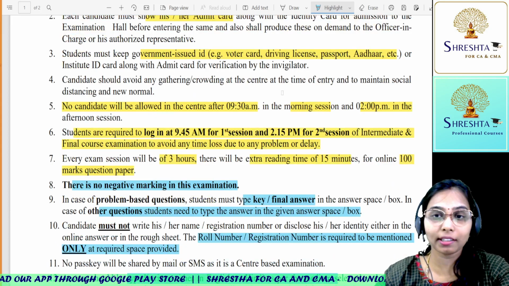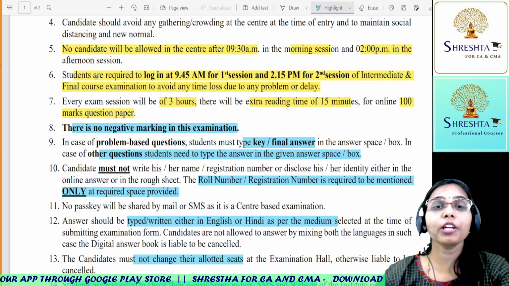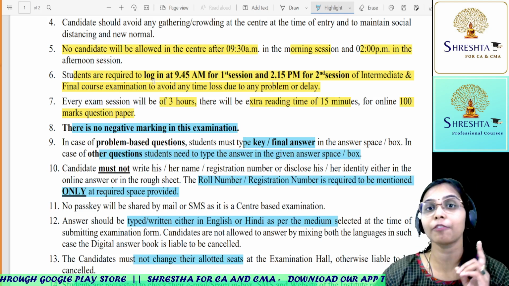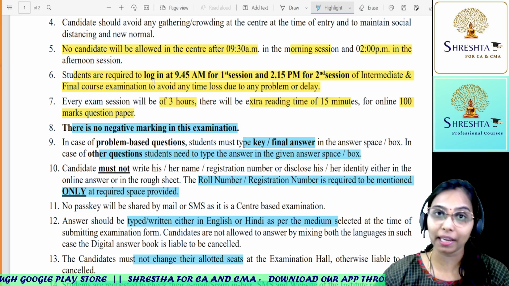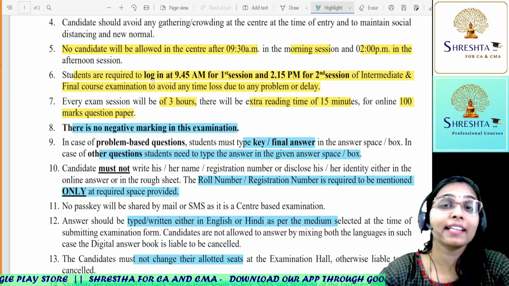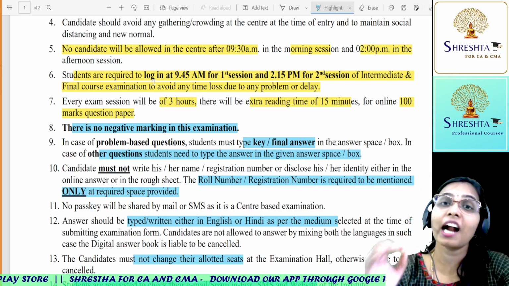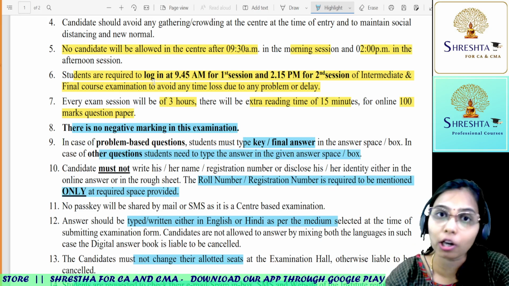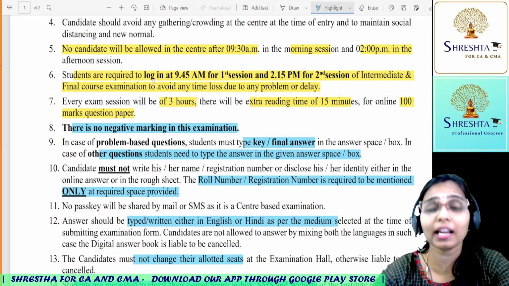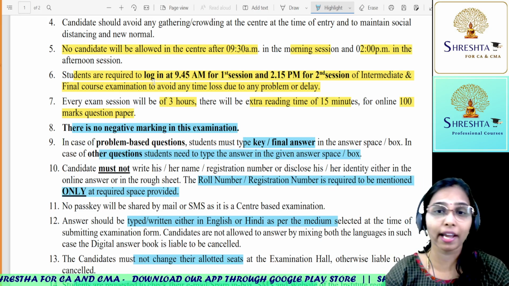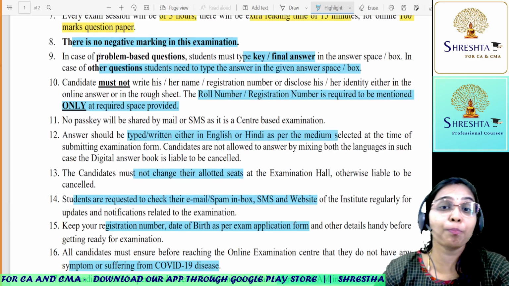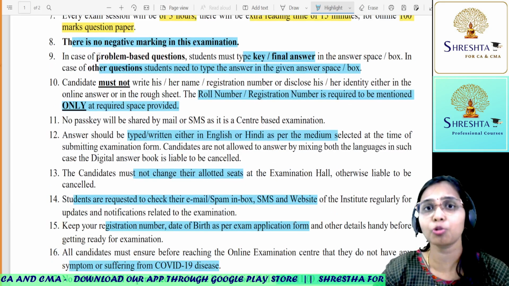Next important point is students are required to log in at 9:45 a.m. for the first session and 2:15 p.m. for the second session. Okay, and here, as you know, the examination is of 3 hours, 100 marks paper, and it is an online examination. But here they have given us a very important part, and everyone knows it, that there is no negative marking in this examination, right?